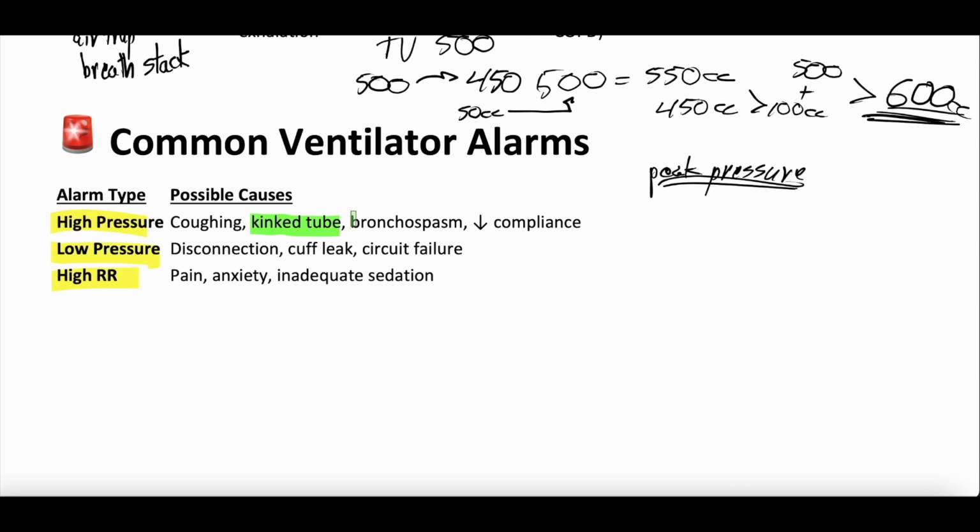After that, bronchospasm can do it, if those airways are spasming and closing down. So think about, does the patient have obstructive lung disease like COPD?